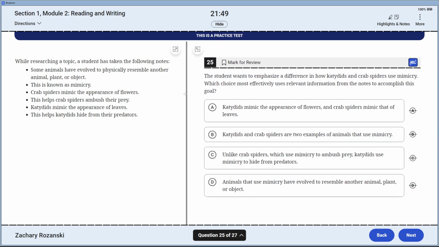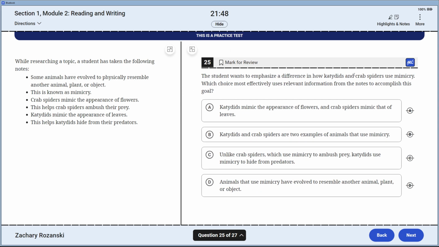Let's emphasize a difference in how they use mimicry. How they use mimicry. Let's start engaging. These mimic the mirror. I guess this could work on how they do it. They mimic flowers, and these do leaves. Candidates are two examples. No, this seems to be a similarity, unlike crab spiders, which use it. Okay, so these seem to be fine. I'd like to see a little bit more, but let's check for facts.